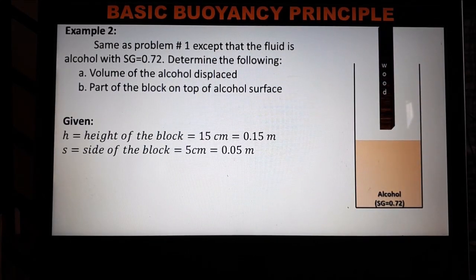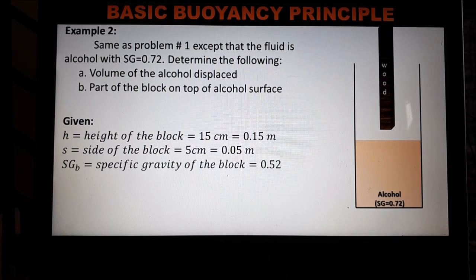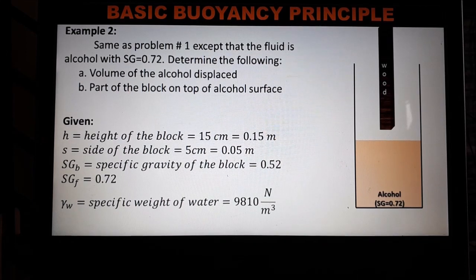So we have the given. Again, the height of the block is 0.15 meters. Side of the block is 0.05 meter. Specific gravity of the block is 0.52, while the specific gravity of the fluid, in this case alcohol, is 0.72. And we are going to use the specific weight of the water, which is equal to 9,810 Newton per cubic meter.